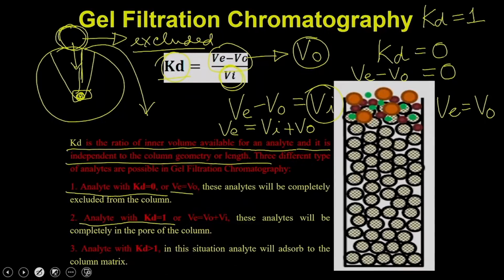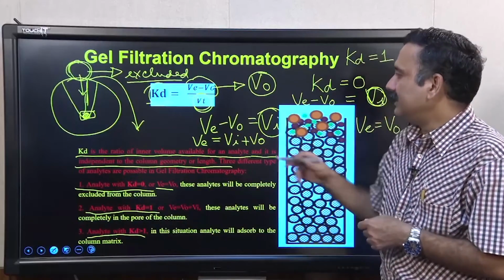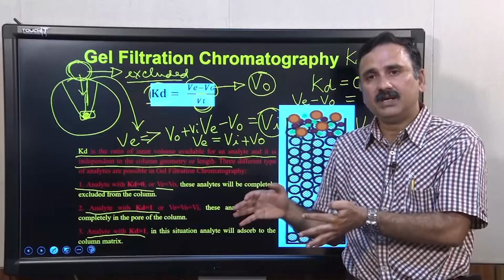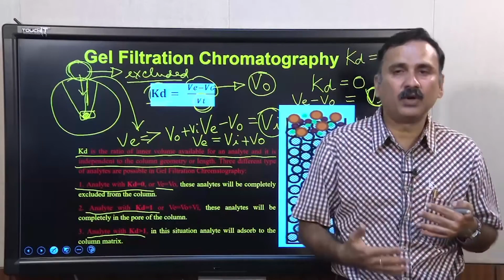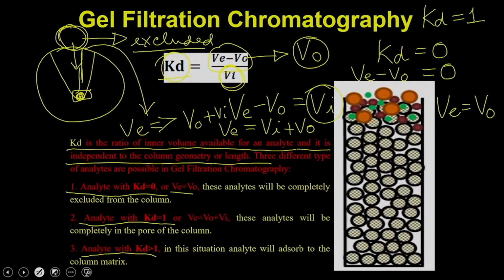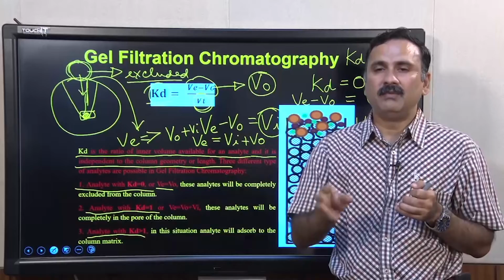Okay. Now, you have the third condition where the analyte has a Kd value which is more than 1, which means that the VE is going to be bigger than the VO plus VI, which means the molecule is going to be stuck in the column, adsorbed onto the column, and it will not come out even if you flow a volume equivalent to the VO plus VI, which means the molecule is permanently binding to the column and is not coming out.